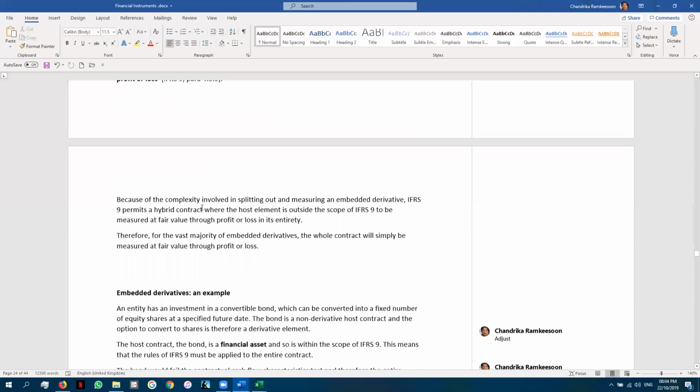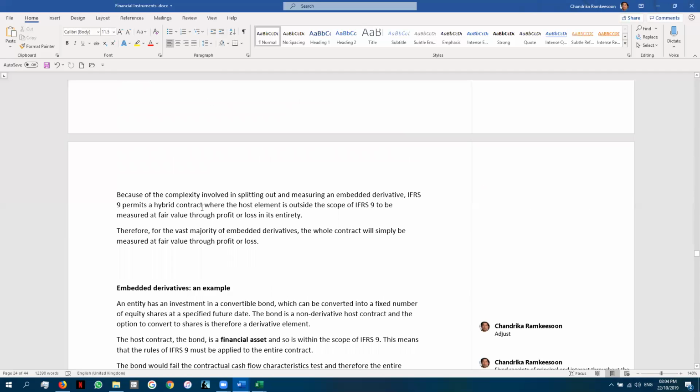What you see here, because of the complexity involved, and there is a lot indeed of complexity, and not only complexity, it's prone to random movements. Because of the complexity involved in splitting out and measuring the derivative, IFRS 9 says, you know what, just go ahead and treat it as at fair value in its entirety, fully then. Now, actually, just a point of reference, that's exactly how US GAAP tends to treat it.